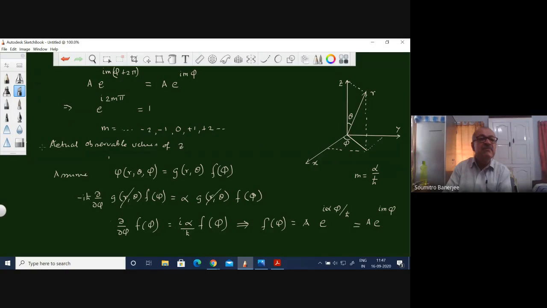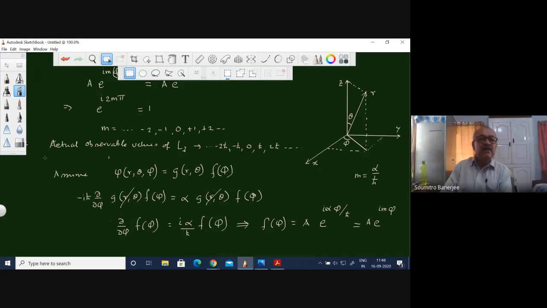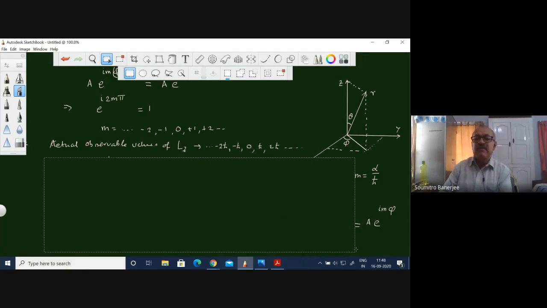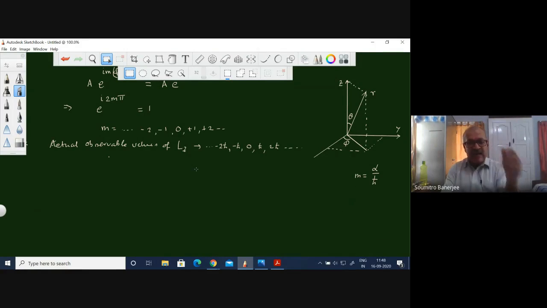The actual observable values of LZ should be, m can have these values: minus 2 h cross, minus h cross, 0, h cross, 2 h cross, and so on and so forth. Only these values. So we have succeeded in proving that the z component of the angular momentum should be discretized and should have these values. So the moment we did it in the quantum mechanical domain, this conclusion comes as an immediate result, and we are happy. We have now obtained the values.